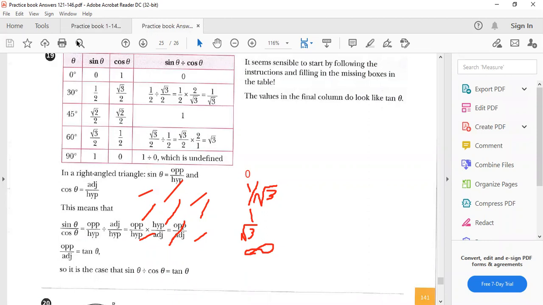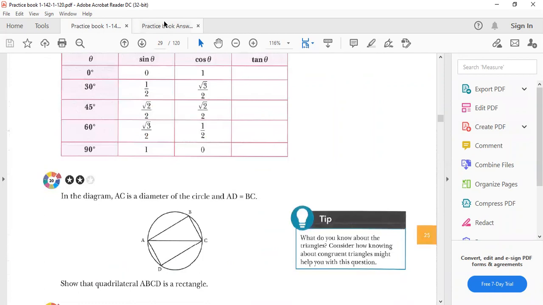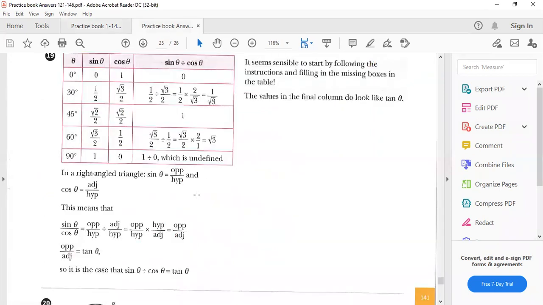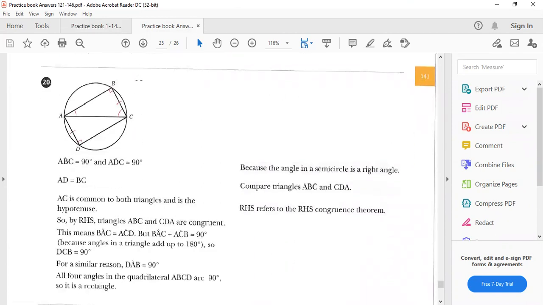Then he thinks something. As it is the same, you just need to do this question. Let's see what he writes here. In the right triangle, sine theta is equal to opposite over hypotenuse, meaning perpendicular over hypotenuse, and cos is base over hypotenuse. Once you put together, you get perpendicular over base, that is your tan. Remember this important thing he just explained.